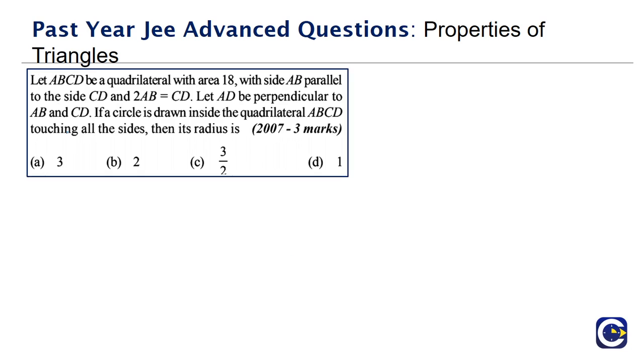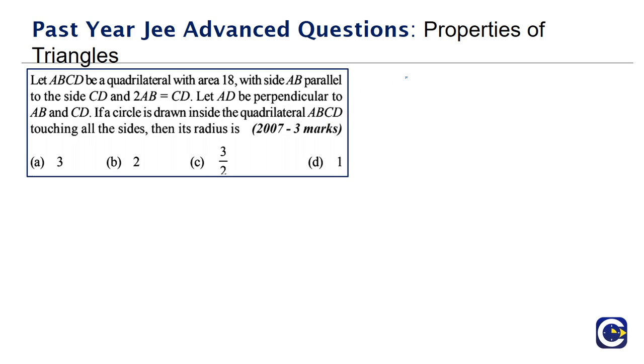Let ABCD be a quadrilateral with area 18, with side AB parallel to CD, and 2AB is equal to CD. Let AD be perpendicular to AB and CD. If a circle is drawn inside the quadrilateral ABCD touching all the sides, then its radius is?